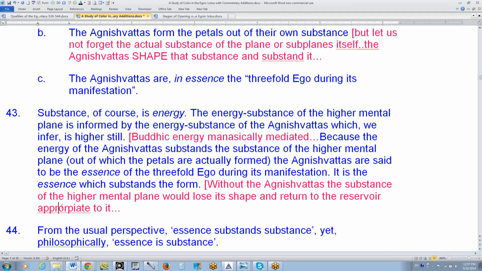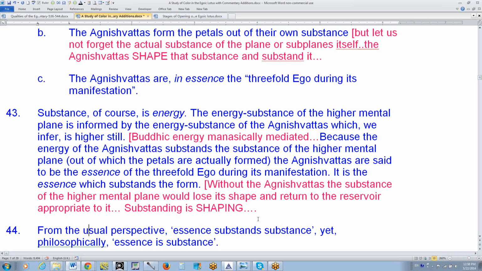So the substanding, you know, let me put it like this. Substanding is shaping. That's one part of it. So there, without that shaping, forming, form-building energy of the Agnishvattas, the substance of the higher mental plane would never shape itself into the form of a lotus. So from the usual perspective, essence substands substance, yet philosophically, essence is substance.